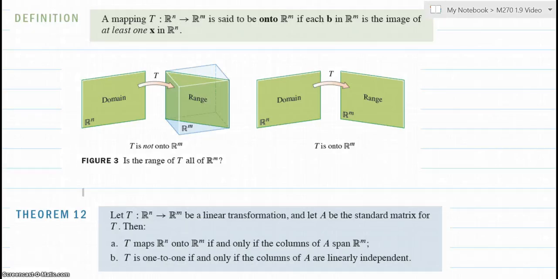So here it turns out that if T is a linear transformation from Rn to Rm, and A is the standard matrix for T, then T maps Rn onto Rm if and only if the columns of A span Rm. And then they also have another one for one-to-one. T is also one-to-one, we can look at that one as well, if, by the way, the columns of A are linearly independent.